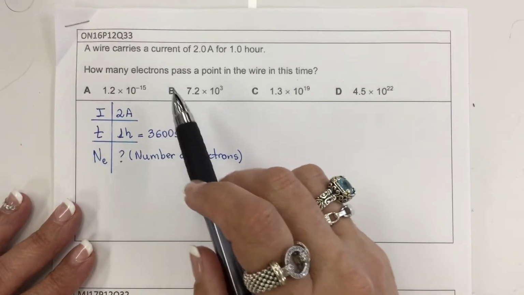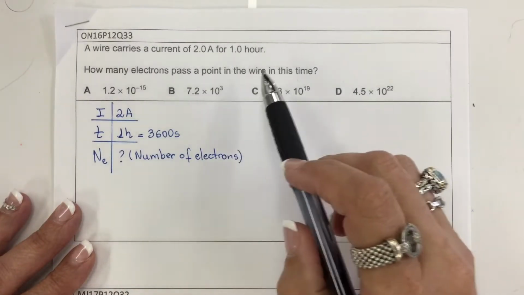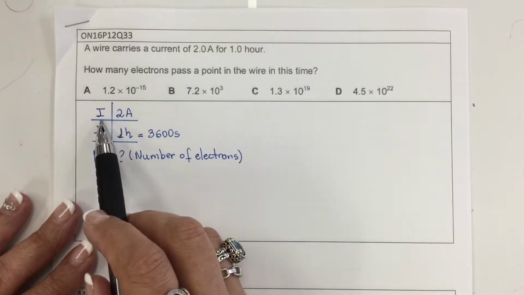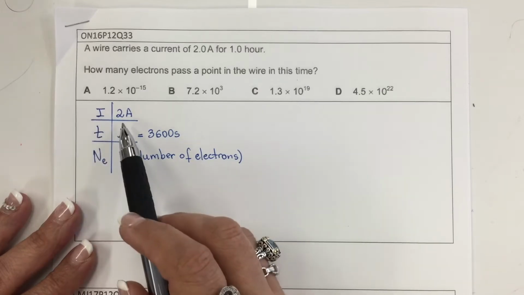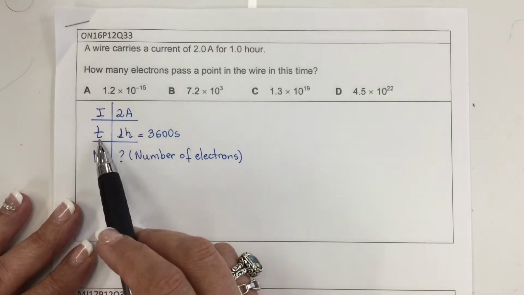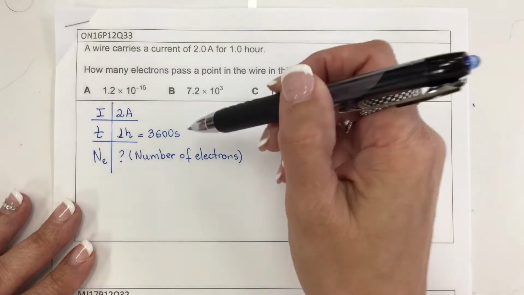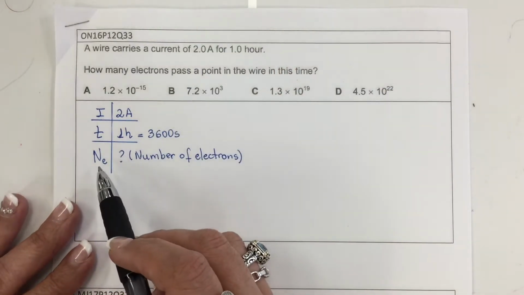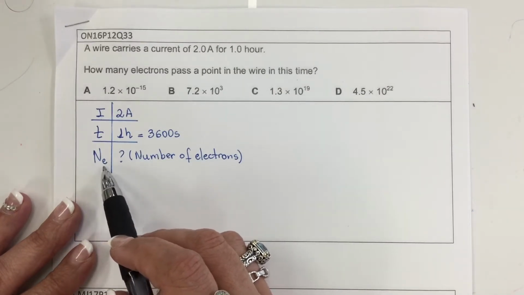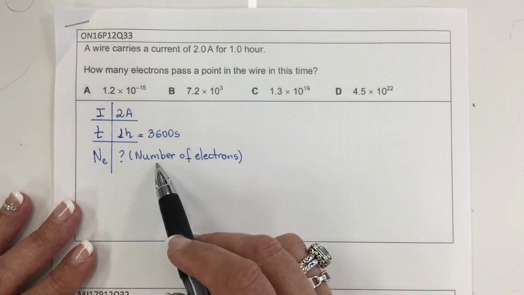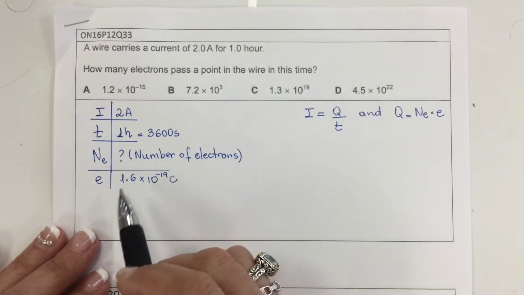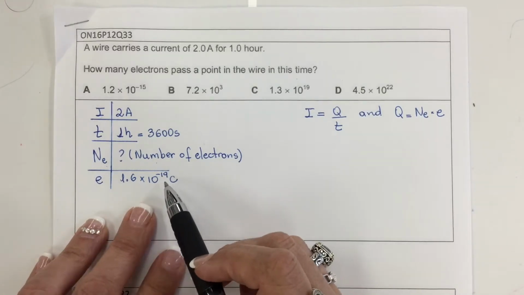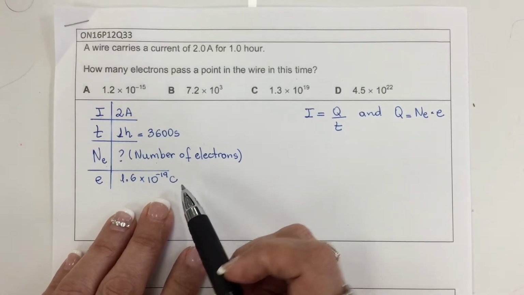So I collected all the information from the problem and made this table. I is the abbreviation for current, which is 2 amps, time is 1 hour. I want to know in seconds, which is 3,600 seconds. And let me call N sub E the number of electrons. I forgot to add the charge of an electron, 1.6 times 10 to the negative 19 coulombs.